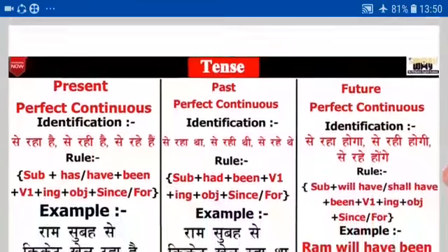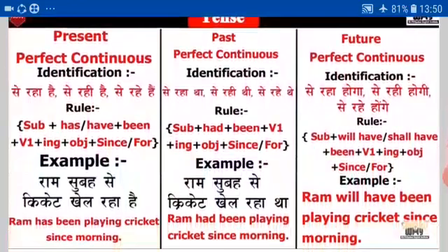In the same way, we will use present perfect continuous tense, past perfect continuous tense and future perfect continuous tense. In the present perfect continuous tense, the identification will be like this: से रहा है, से रही है, से रहे हैं. Its rule: subject plus has or have plus been plus first form of verb plus ing plus object plus since or for. In this example, Ram has been playing cricket since morning.